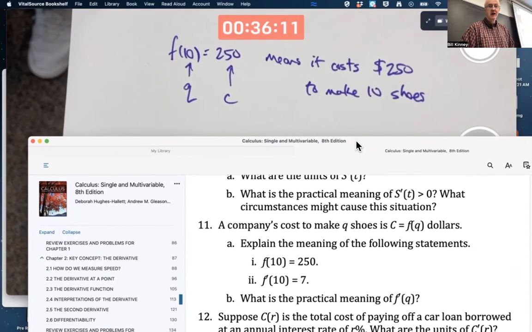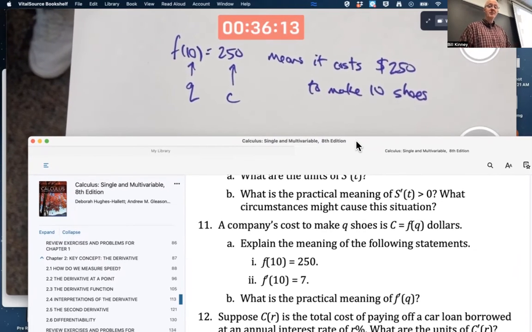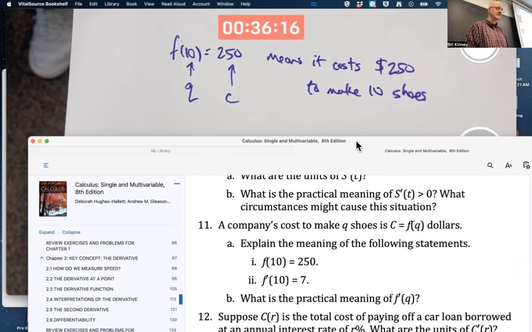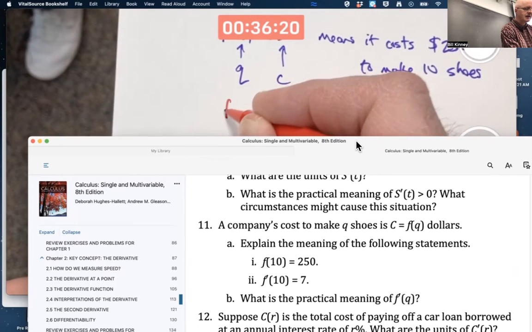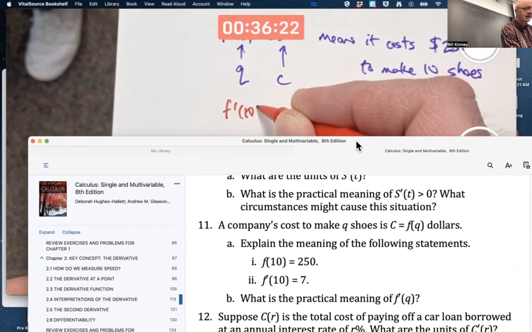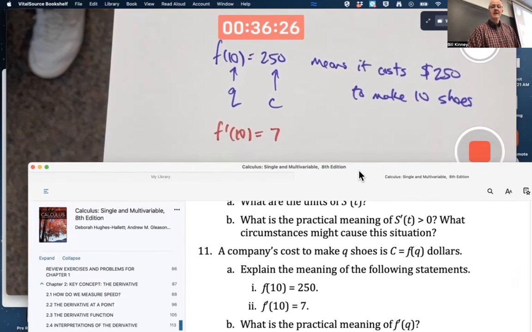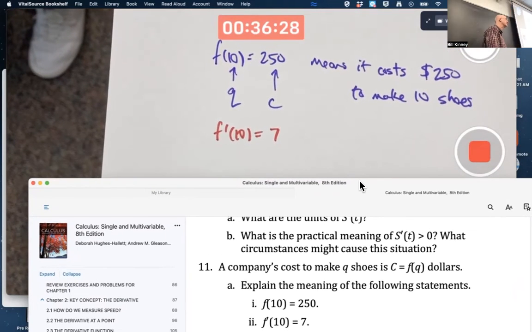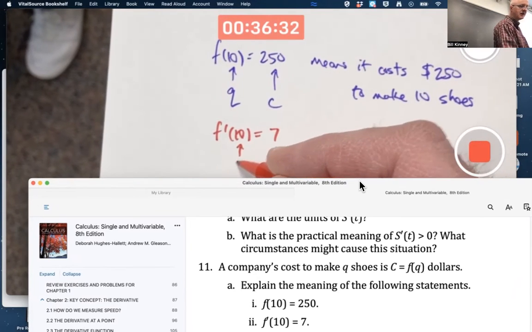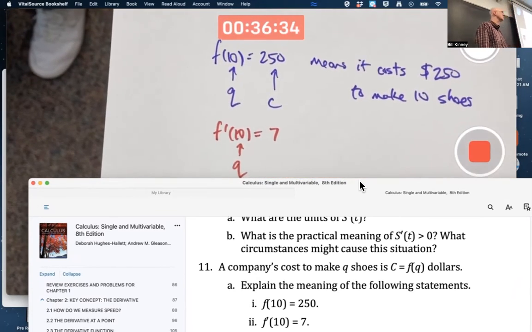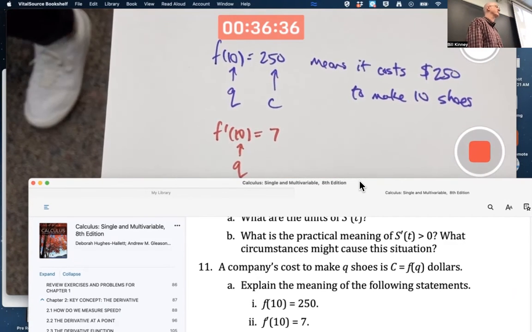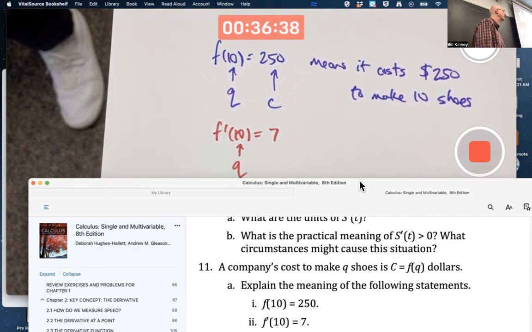The derivative one's a little harder. F prime of 10 equals 7. The input variable for the derivative is still Q. This is still a number of shoes, a quantity of shoes. But the output for the derivative is not a value of C. It's not a cost.